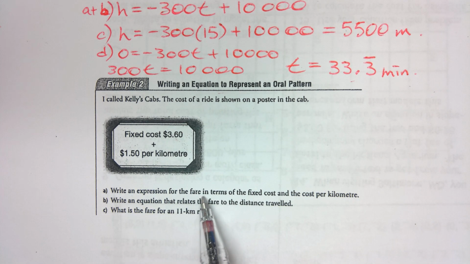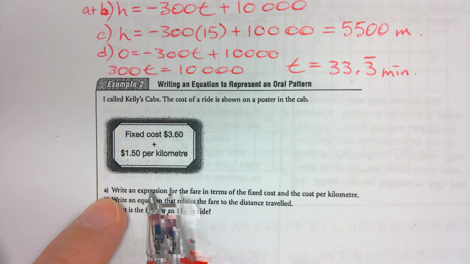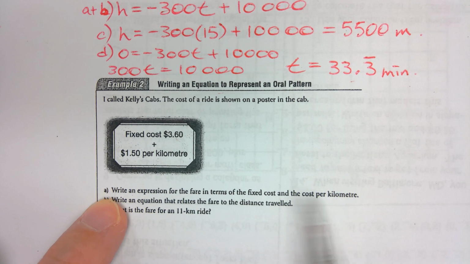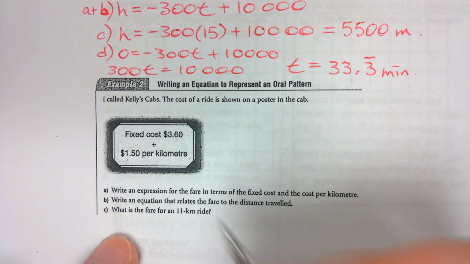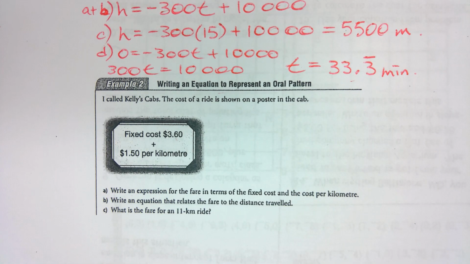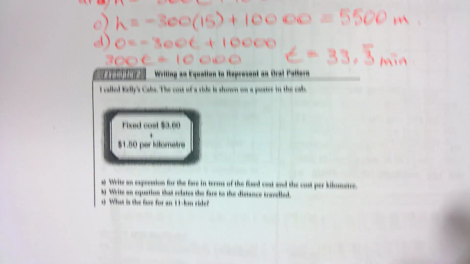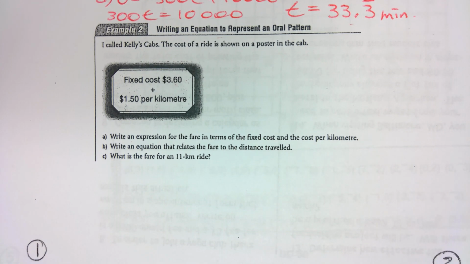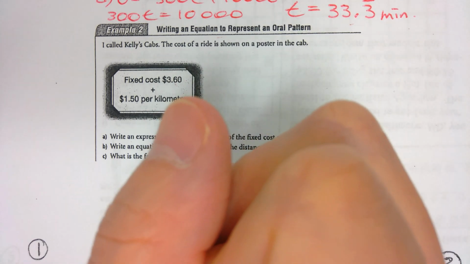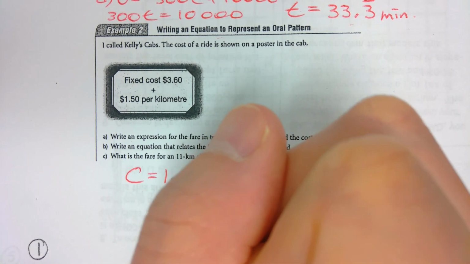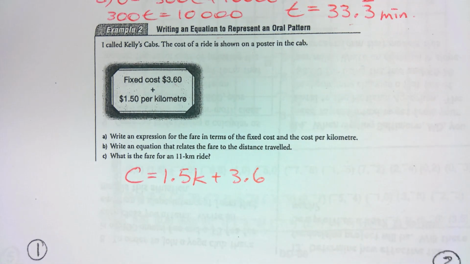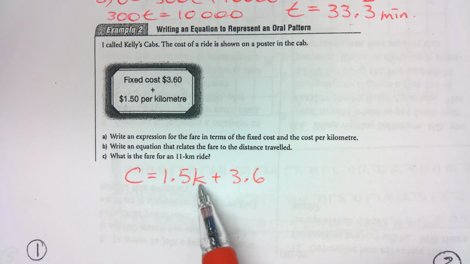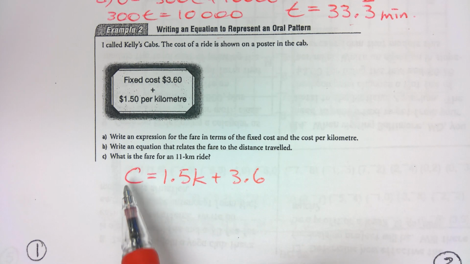Write the expression for the fare in terms of the fixed cost and the kilometer, and then write the equation. So let's just go straight to the equation. Can somebody tell me an equation using meaningful variables? Casey? C equals 1.5 K plus 3.6. Perfect. Okay. So K for kilometer, C for the cost.